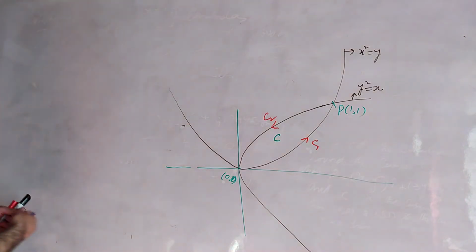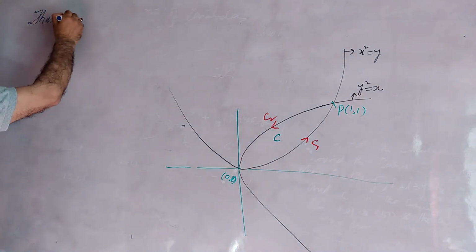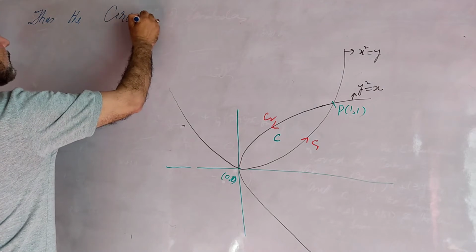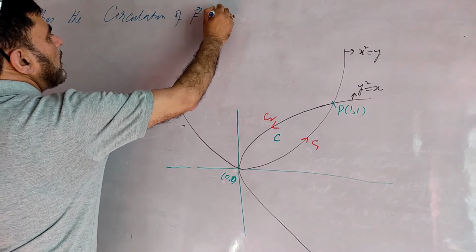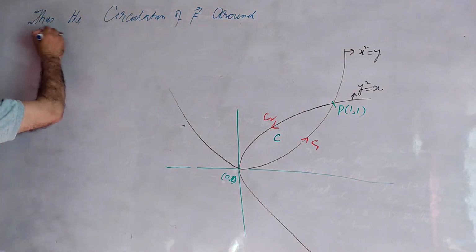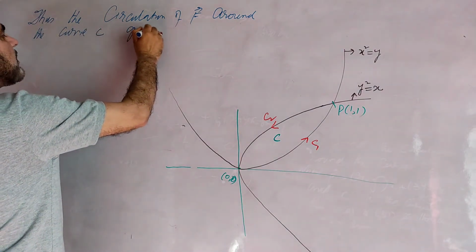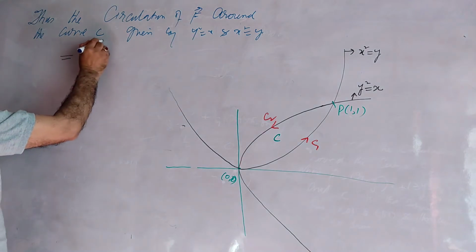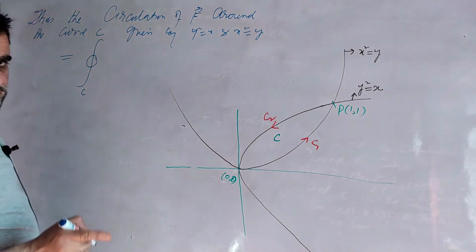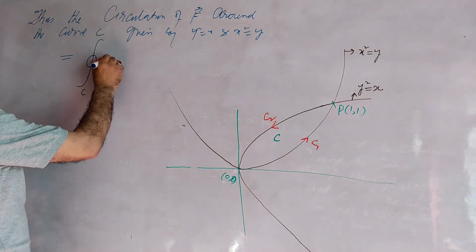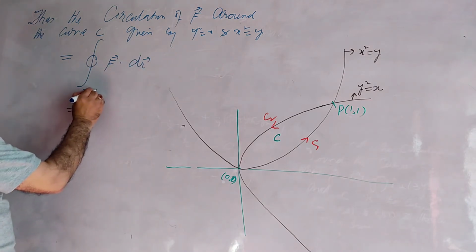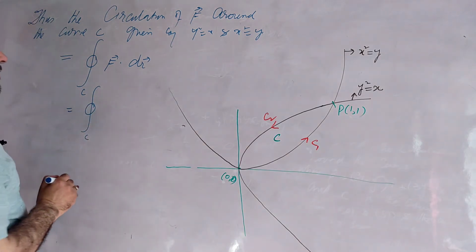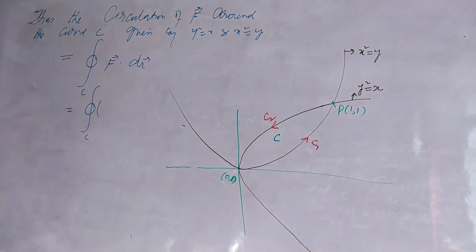So I write here, thus the circulation of F around the curve C. Curve C is what? Given by y square equal to x and x square equal to y, it is the line integral over C. Now this C will have two parts, C1 and C2. It is what? F dot dr. What is your F? Your F I have rubbed it there. What was your F? I will write it from the problem.